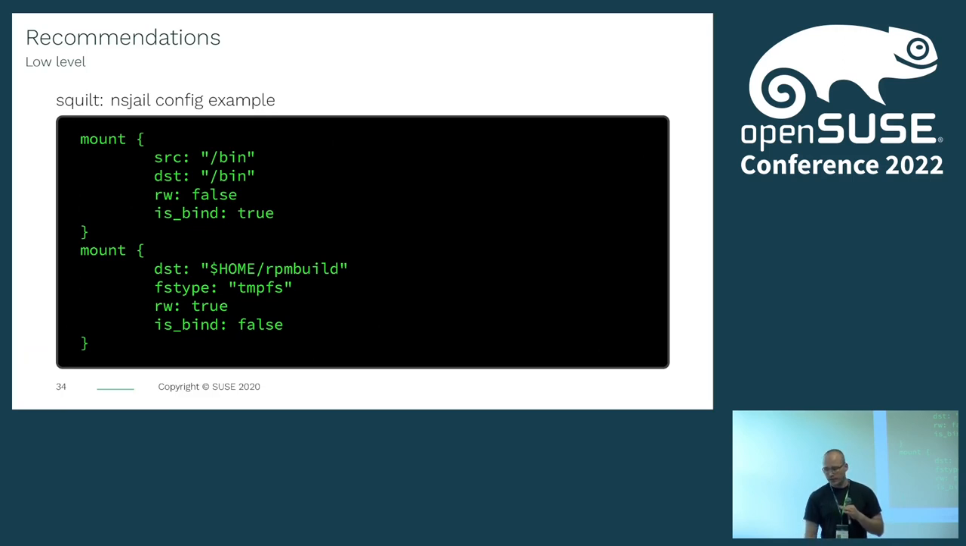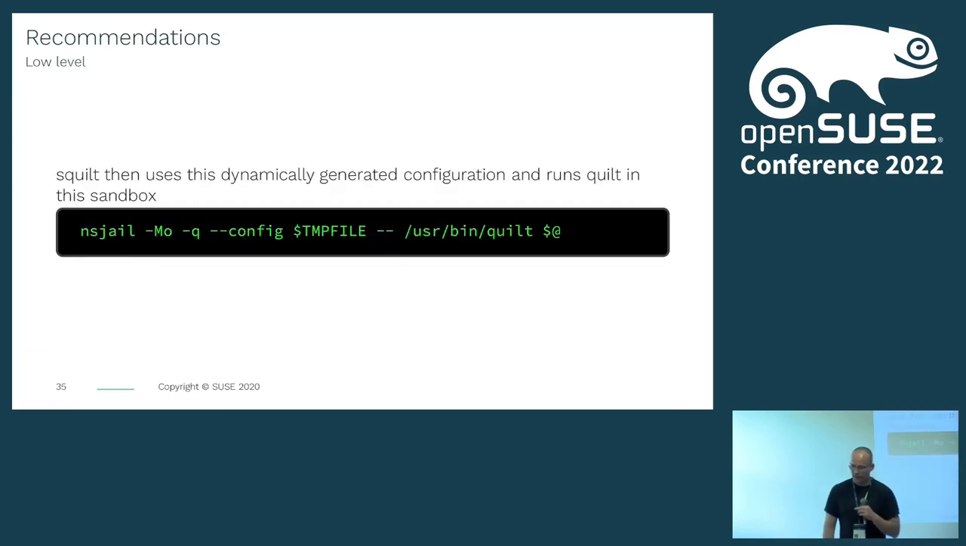And this is a really nice thing, because I have had it running for a couple of years now, and I don't notice it at all. So if you do that in a clever way, then you can have more security without the inconvenience. So Quilt is using this dynamically generated configuration and then just runs normal Quilt like this. And this then has a very limited view of the system and can't really harm you.